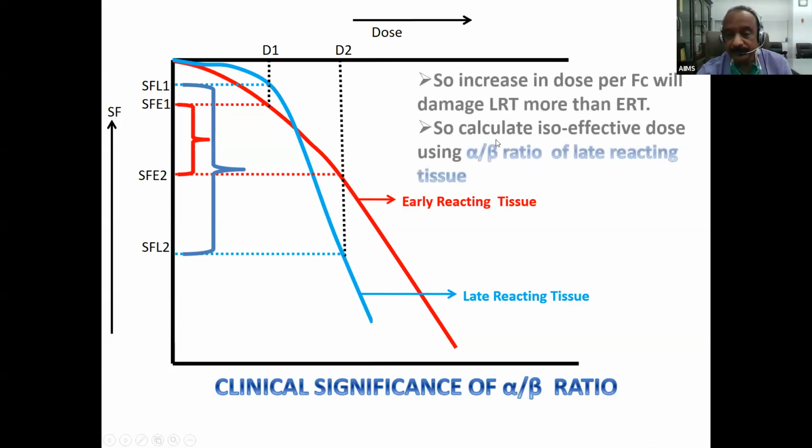So always calculate isoeffective dose using the alpha beta ratio of late reacting tissue, but if you calculate isoeffective dose based on early reacting tissue, then you will overestimate the dose and it will cause more damage to the late reacting tissue.